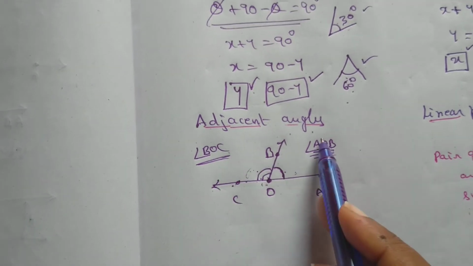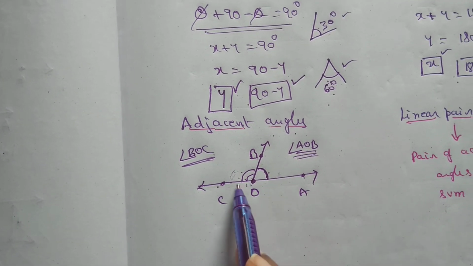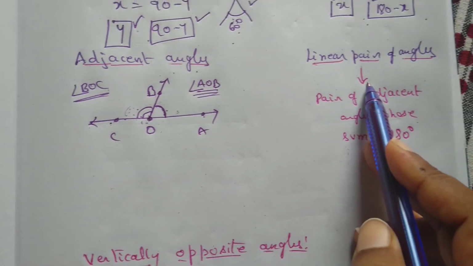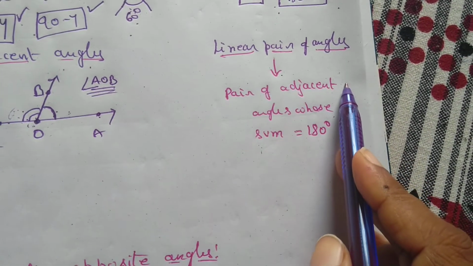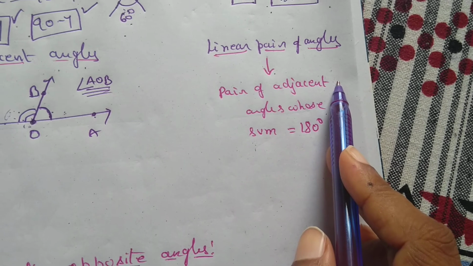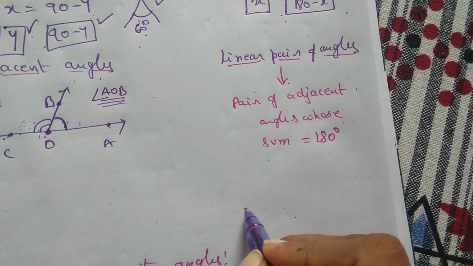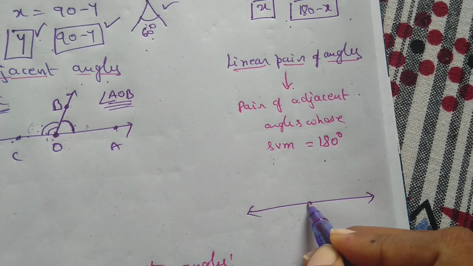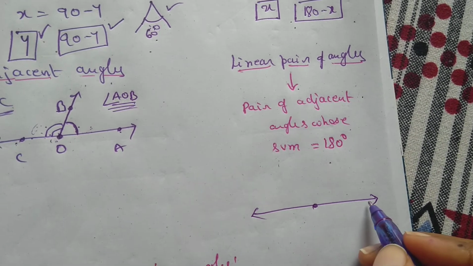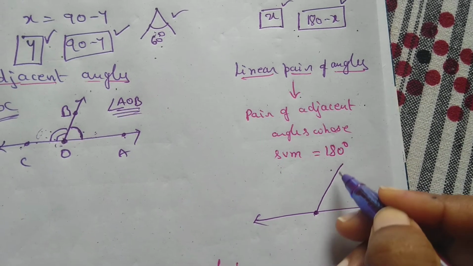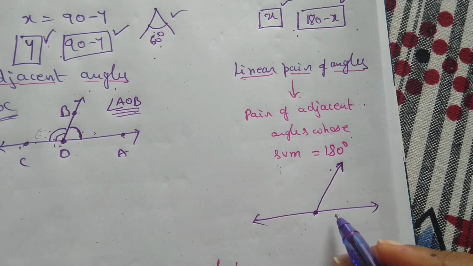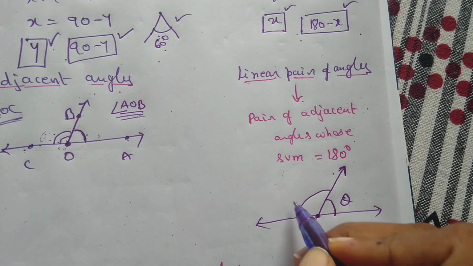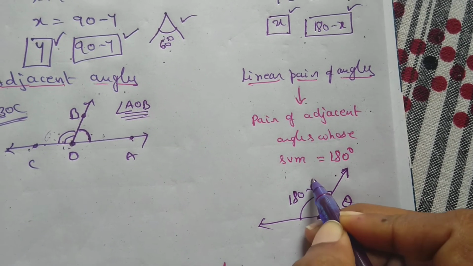Suppose these two adjacent angles have a sum of 180 degrees, then we call them a linear pair of angles. Let us see the difference between the two. Here a complete straight line is divided into two parts with a common ray. So this is theta. This is obviously 180 minus theta.